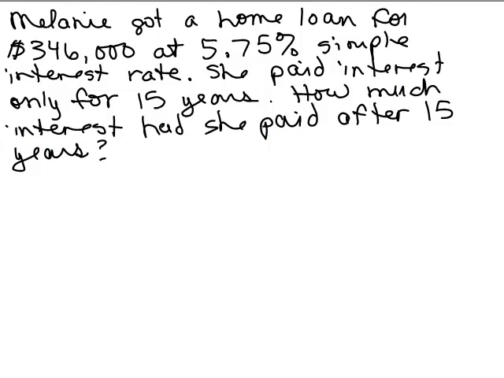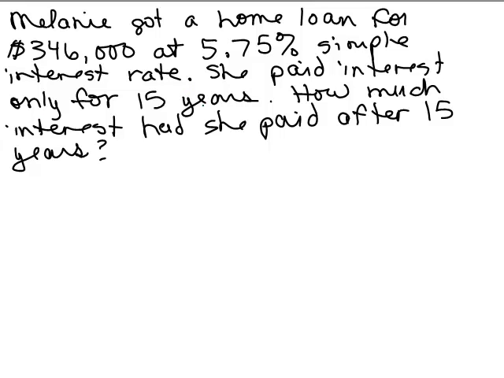All right, here's the next one. Melanie got a home loan for $346,000 at 5.75% simple interest rate. Usually it's not like that when you get a home loan, but we're just going to pretend that's the case. And she paid interest only for 15 years.